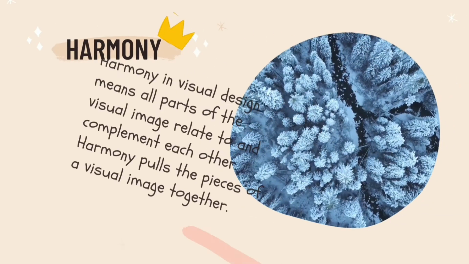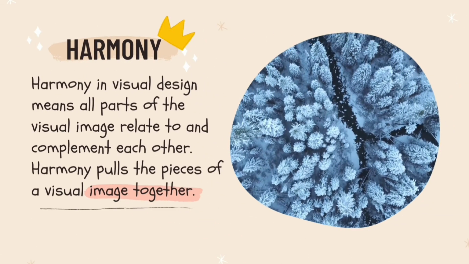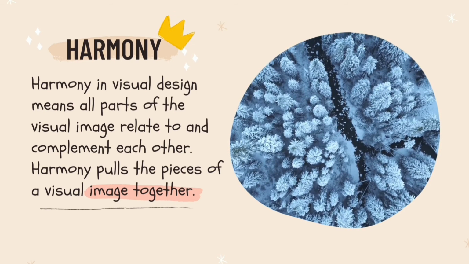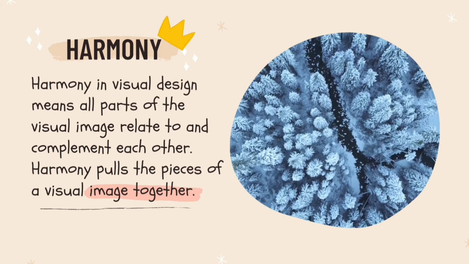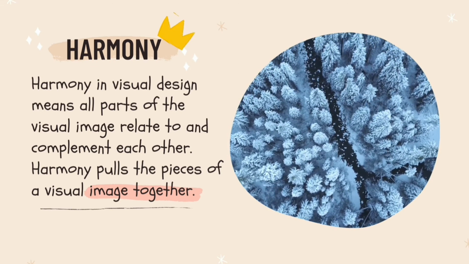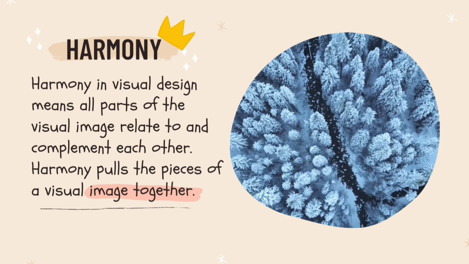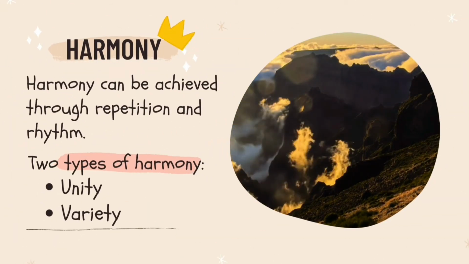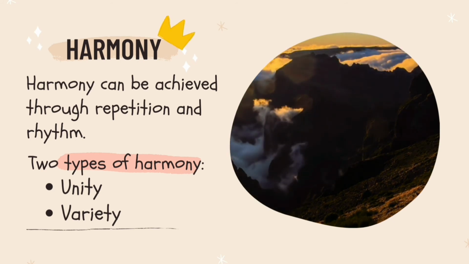Harmony. Harmony in visual design means all the parts of the visual image relate to and complement each other. Harmony pulls the pieces of the visual image together. Harmony can be achieved through repetition or rhythm. Two types of harmony are unity and variety.